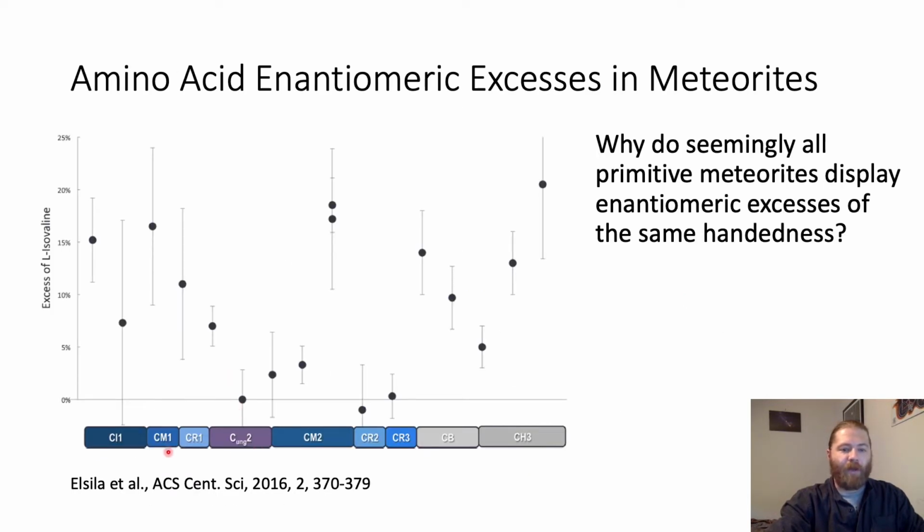Interestingly enough, when we look across a number of different sources for these chiral amino acids, we see that very often they are enhanced towards the L enantiomer. Here I'm showing the measured excesses of L-isovaline in a number of different meteorite types, all showing an excess towards the L form, and none really showing a statistically significant excess towards the D form. So the question that we're asking here is, why do seemingly all of these primitive meteorites display enantiomeric excesses of the same handedness?